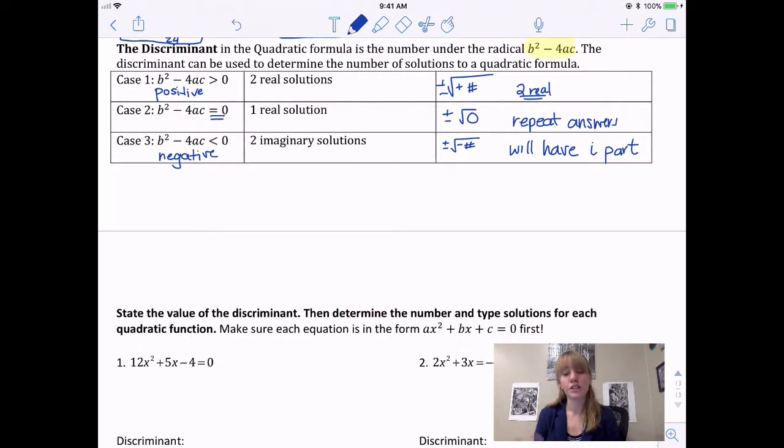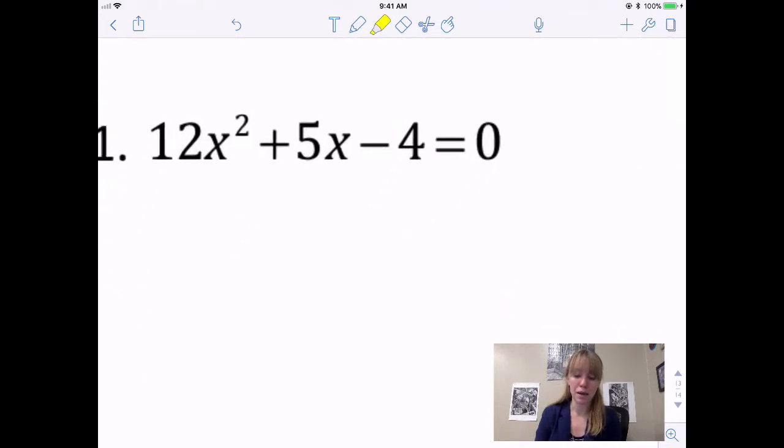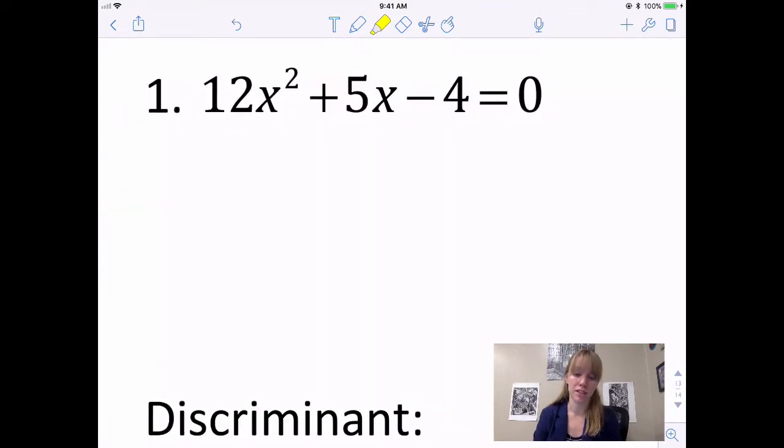So there will be questions that only ask you to state the value of the discriminant and determine the number and type for each solution. So that's actually going to be a little faster. We still have to be in the same form, ax squared plus bx plus c equals 0, but then we'll be able to just find b squared minus 4ac.